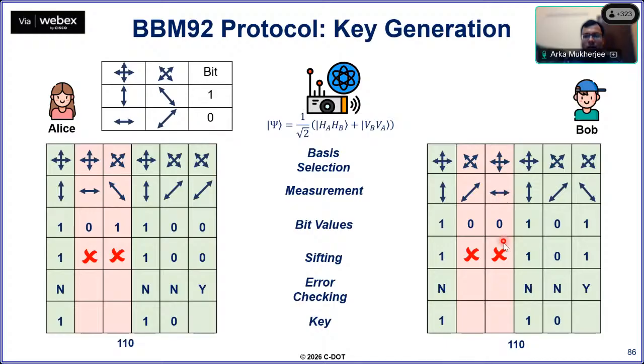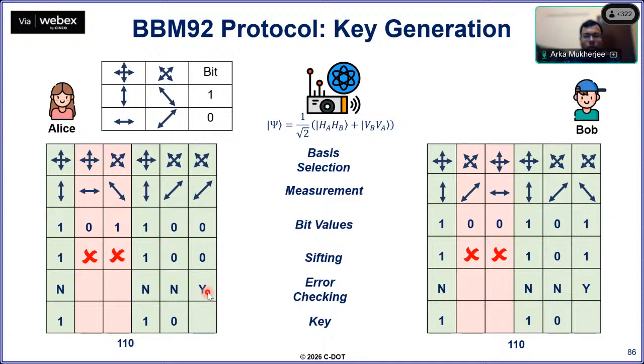Similarly, the third column is also inconclusive, that will be discarded. In the fourth column, again this is similar to the first column, that is conclusive. In the fifth column, both of them have chosen diagonal basis, so Alice has determined that it is diagonal. Bob has also determined it as diagonal, so they can shift as 0. So these three columns will be used for key generation.